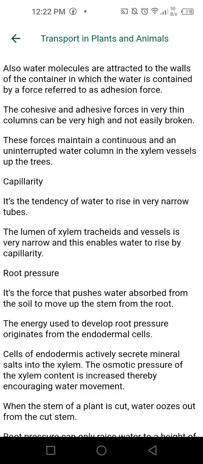Capillarity. It's the tendency of water to rise in very narrow tubes. The lumen of xylem tracheids and vessels is very narrow, and this enables water to rise by capillarity.